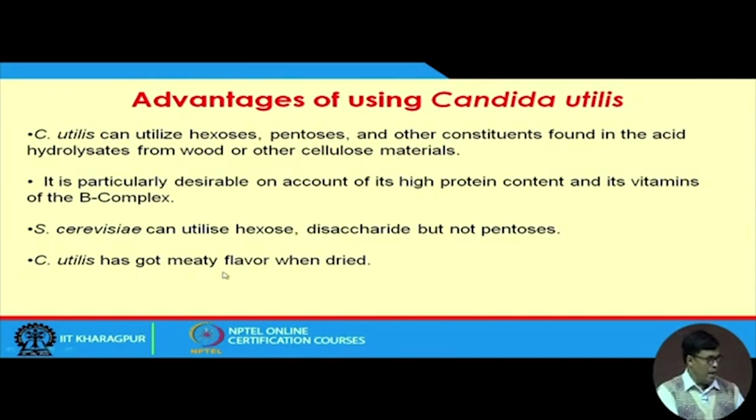Candida utilis has a meaty flavor when dried. This is one very important aspect that we have. When you dry the Candida utilis, it develops a meaty kind of flavor.